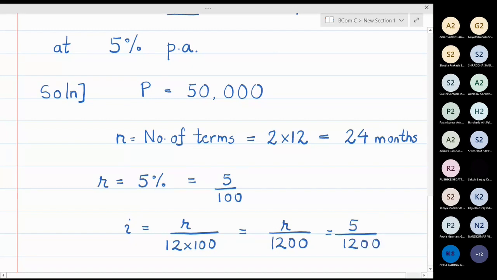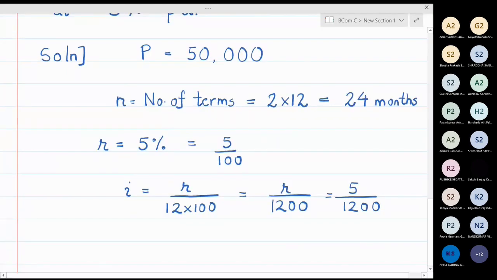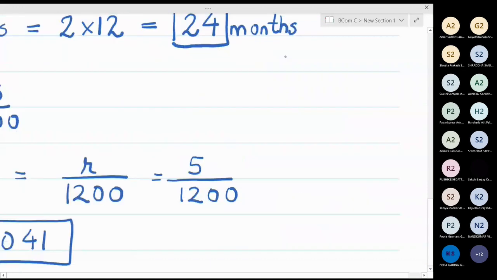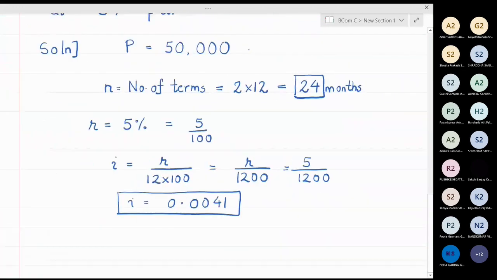5 upon 1200. Okay, and what is 5 upon 1200? We will just use the calculator and find out. 5 divided by 1200, in my calculator it is 0.0041. Okay, so I is equal to 0.0041. So this is our I. How many terms do we have? N is 24. And P is 50,000. Now we will write down the formula.